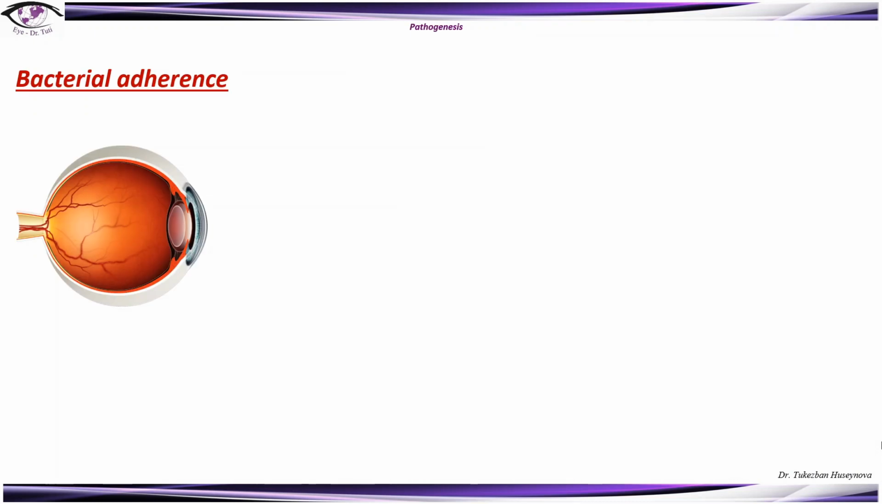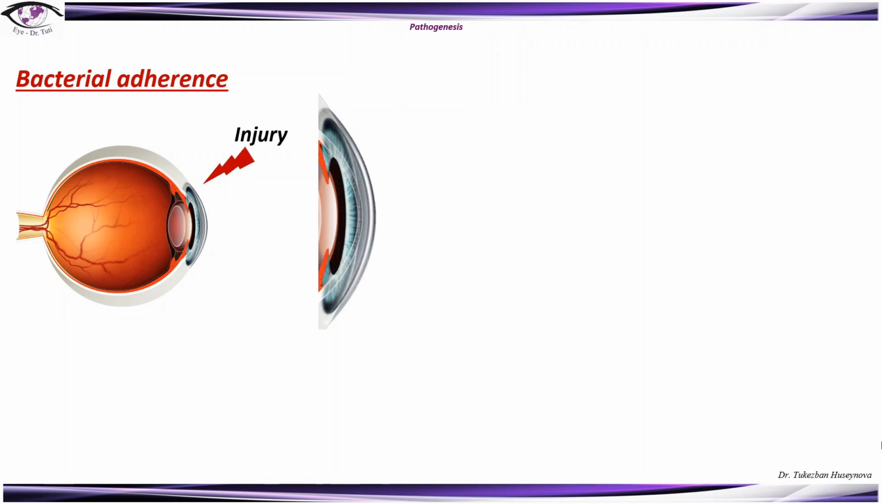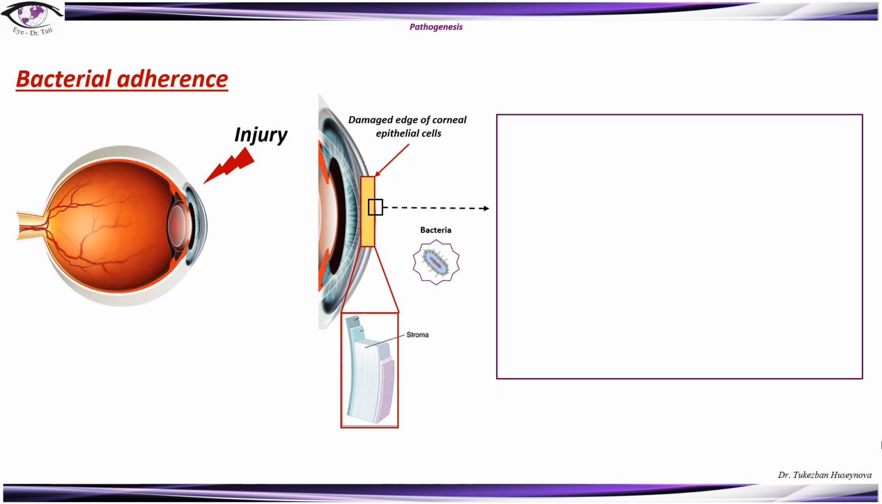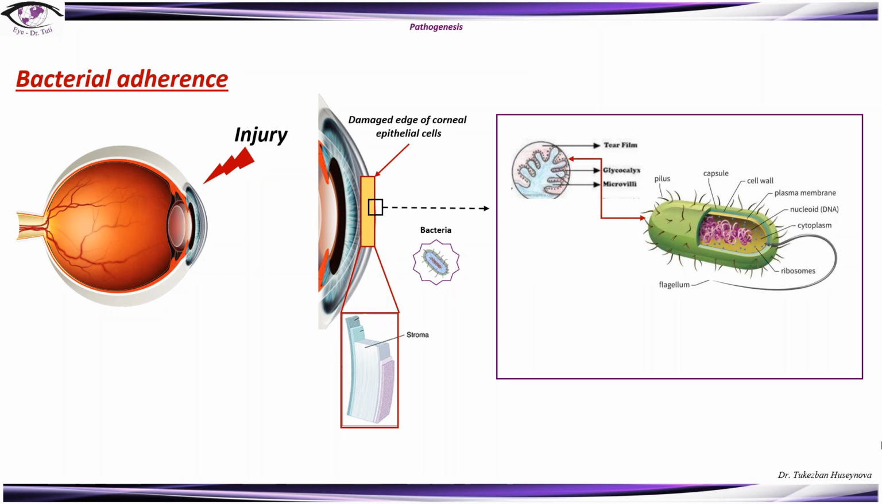Pathogenesis. Pathogenesis starts with bacterial adherence, and in general, bacterial keratitis, as you already understood, can be caused by multiple microorganisms. Shortly after a corneal injury, bacteria adhere to the damaged edges of the corneal epithelial cells and to the basement membrane or the Bowman layer near the wound edge. The glycocalyx of injured epithelium is particularly susceptible to attachment by microorganisms.